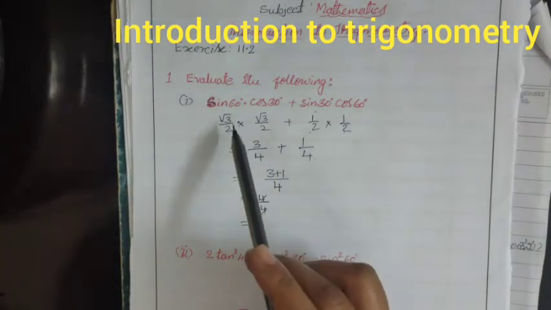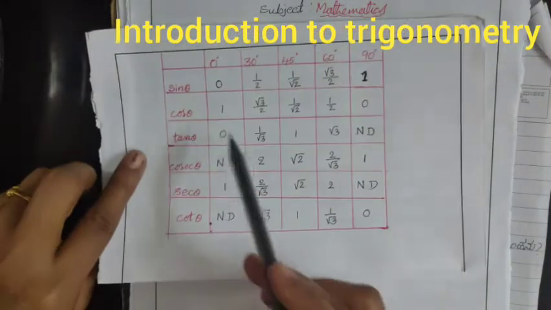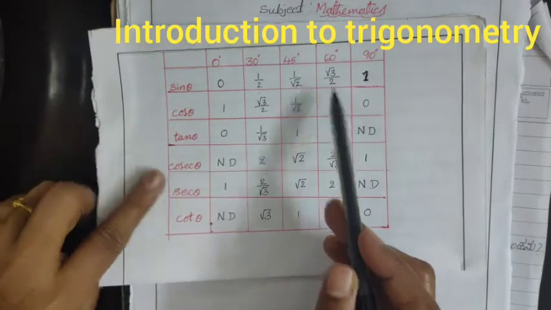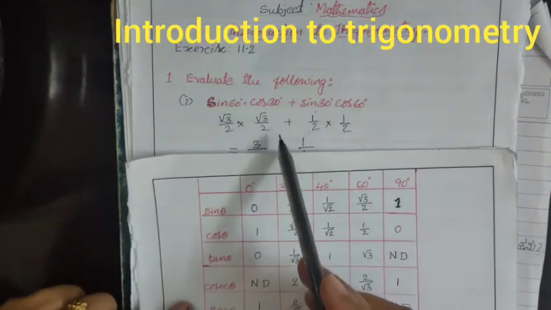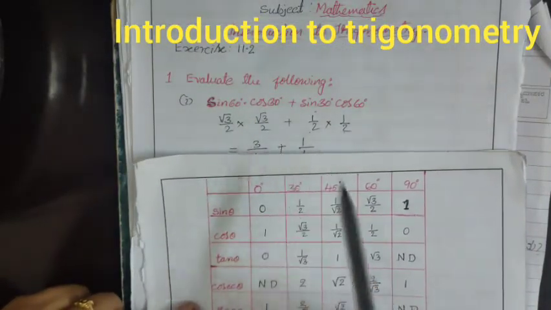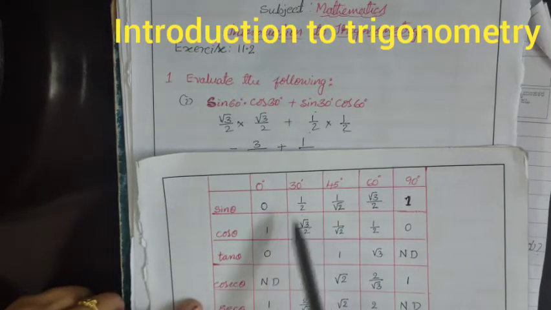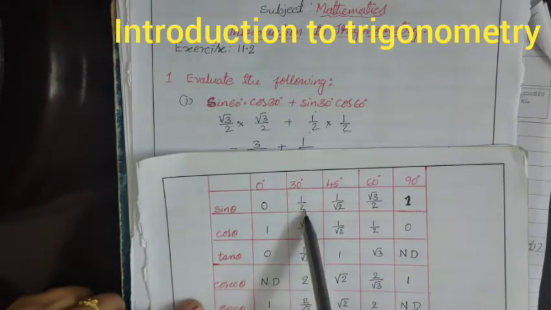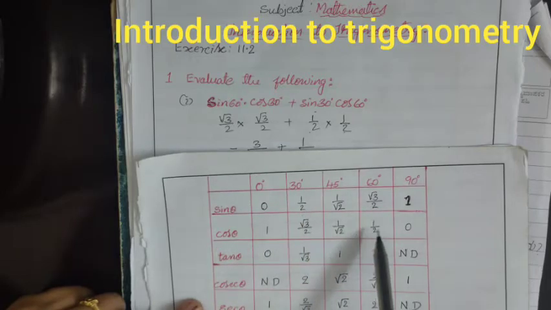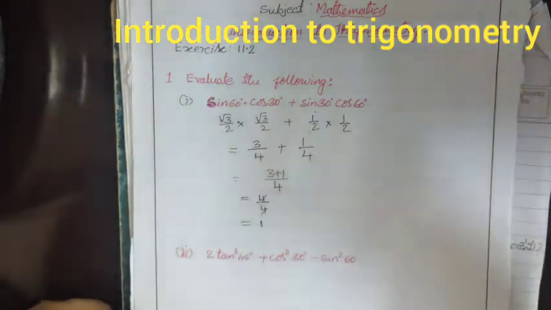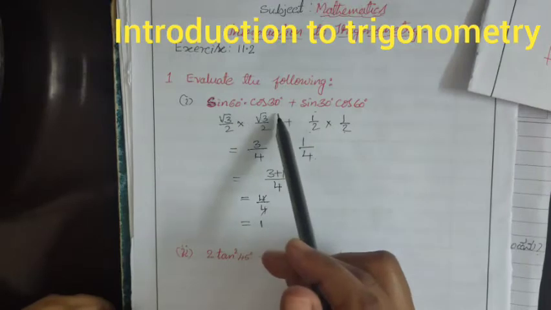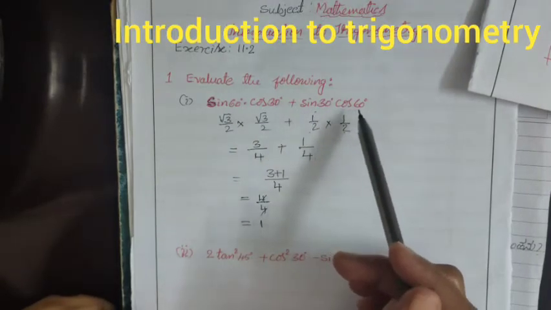So now look at this one. What is sin 60 degree? Sin 60 is root 3 by 2. So write root 3 by 2. What is cos 30? Cos 30 is also root 3 by 2. Sin 30 is 1 by 2 and cos 60 is 1 by 2. So write the values of all sin 60, cos 30, sin 30 and cos 60.